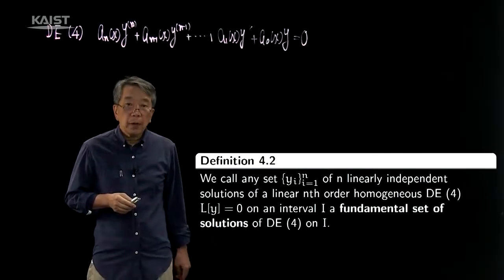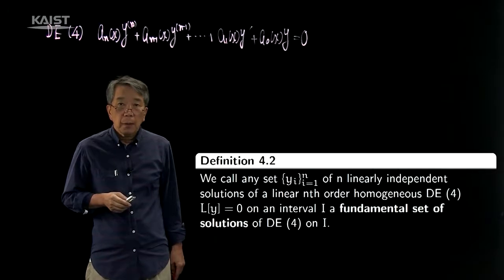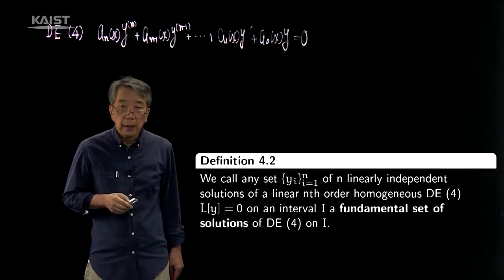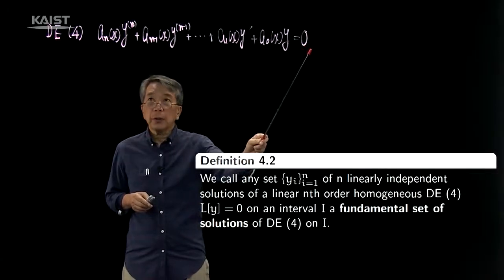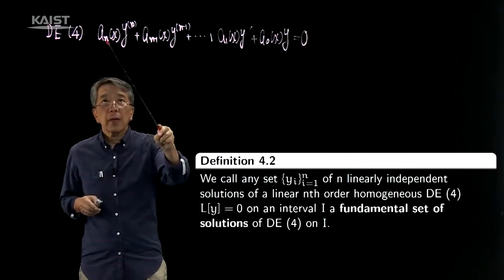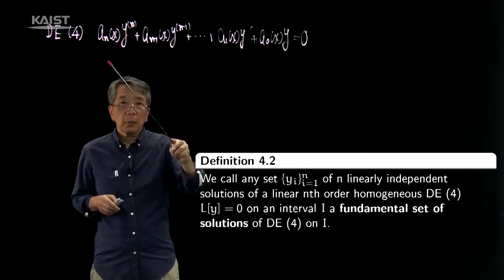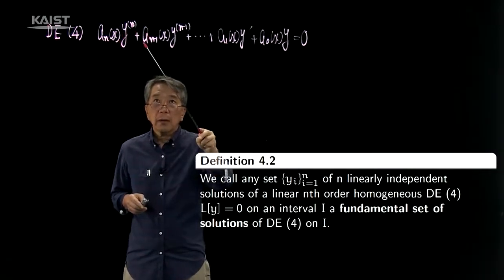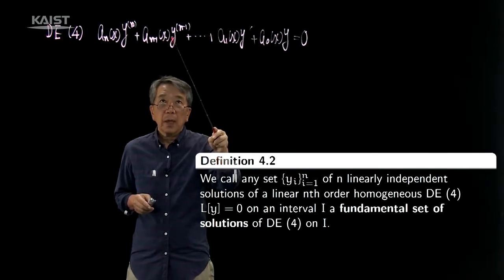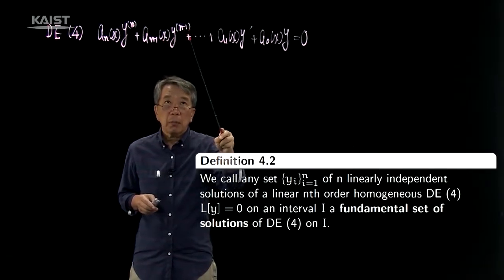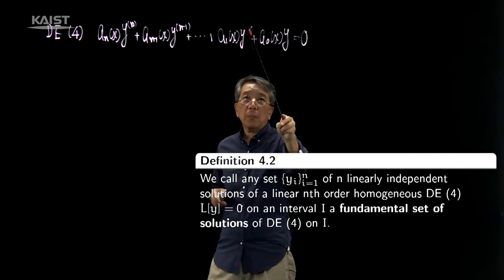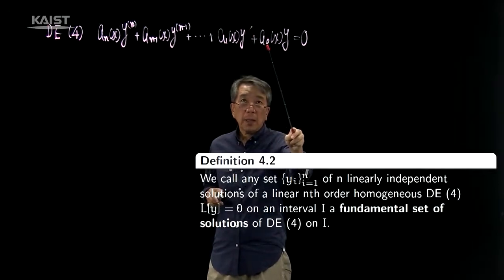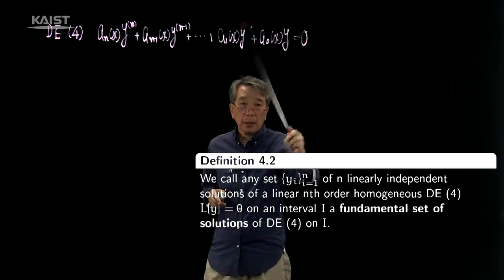Let me introduce the following concept. Consider the differential equation for a linear, nth order, homogeneous differential equation, say a sub n of x times the nth derivative of y plus a sub n minus 1 of x times the n minus 1th derivative of y plus dot dot dot plus a sub 1 of x times y prime plus a sub 0 of x times y is equal to 0.